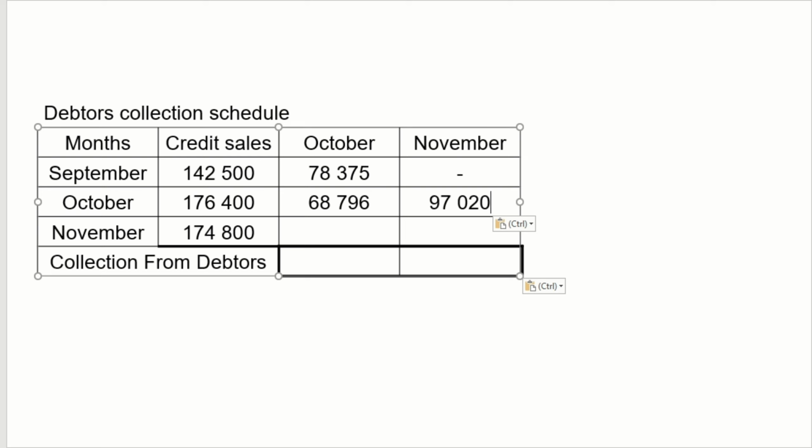This is how we prepare the debtors collection schedule, guys. All right, you don't have to worry about nothing. Just do as I say. I guarantee you 100% success if you do exactly what I say. All right, now let's go on to the month of November. Please pause the video, do the stem and branch, and play to see if you actually got it right.